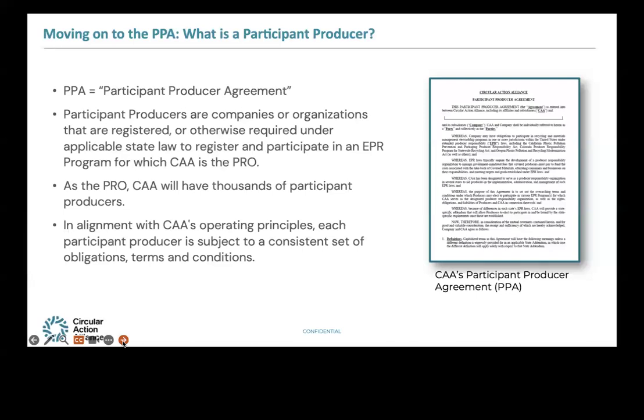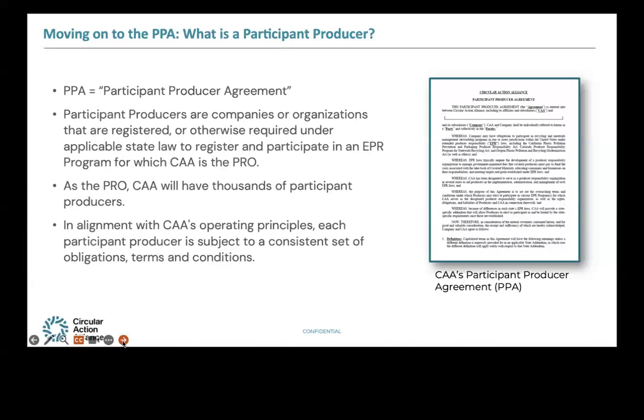It's important for each company to review the definition of obligated producer in each state, along with CAA's guidance on the definition of producer to determine the company's obligation. The PPA contains the terms and conditions between producers and CAA, outlining the actions to be taken by both producers and CAA to ensure the statutory obligations are fulfilled under state EPR laws.